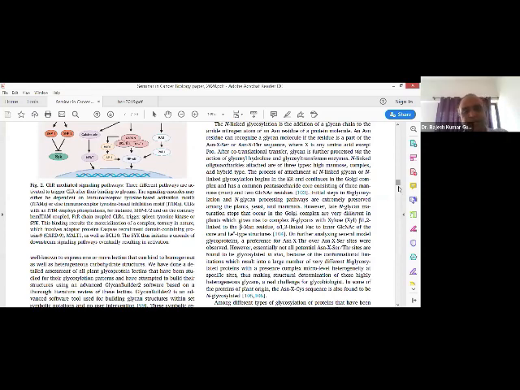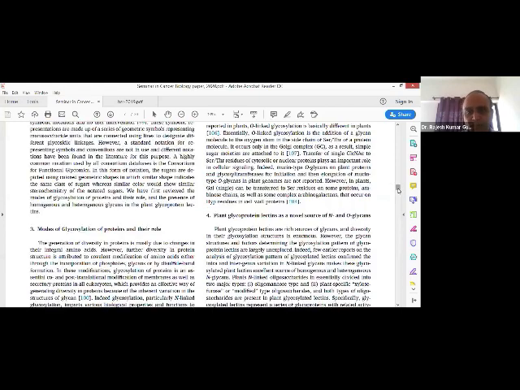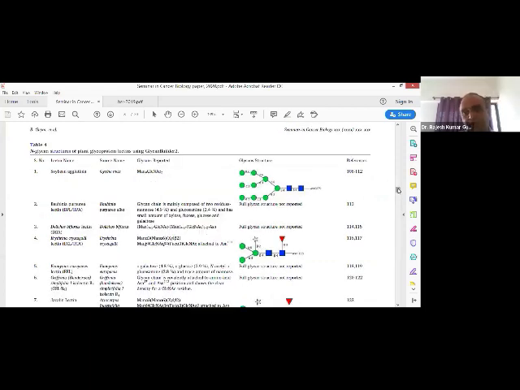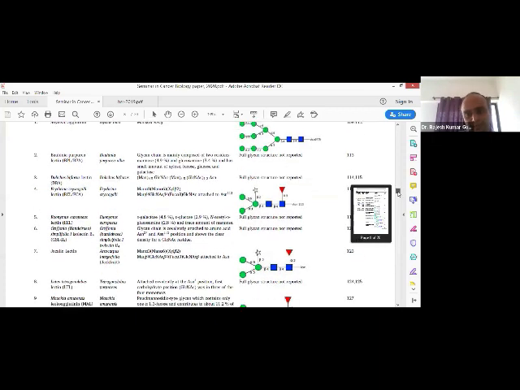And here again, modes of glycosylation and proteins, their role, and plant glycoprotein lectins as a novel source of N-glycans and O-glycans. Again, this picture we have prepared shows all the N-glycan structures present on plant glycoprotein lectins, using the Glycan Builder 2 software that is freely available. We have tried to create all the structures present on plant lectins. It is new work.